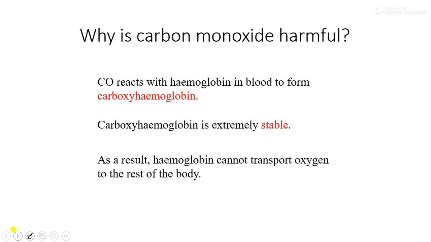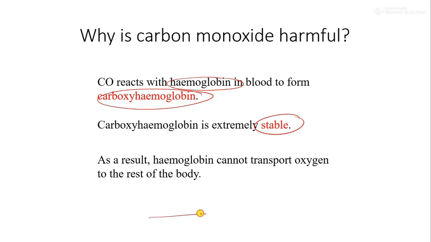Why is carbon monoxide harmful? Carbon monoxide reacts with hemoglobin, which is present in the blood, and forms carboxyhemoglobin. It is a very stable compound. As a result, hemoglobin cannot transport the oxygen to the rest of the body.